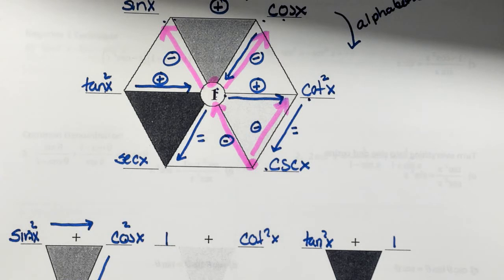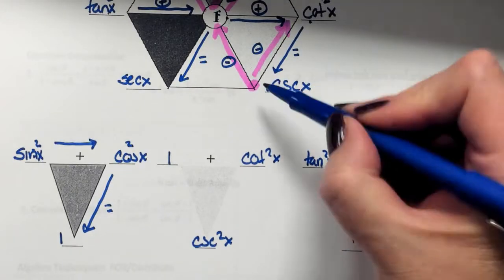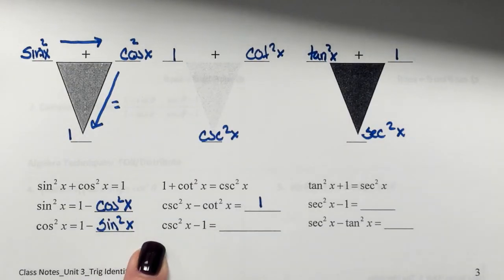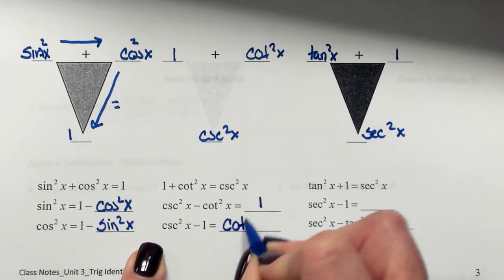You never go down. You go across, or you start at the bottom and you go up. You never start by going down. That was my 1 plus cotangent squared is equal to cosecant squared. You always start going across, or you start at the bottom and you go up. Okay? Those are the only directions you're allowed to start in. All right? So then at the bottom, remember cosecant squared minus cotangent squared is equal to 1. And then cosecant squared minus 1 is cotangent squared x.